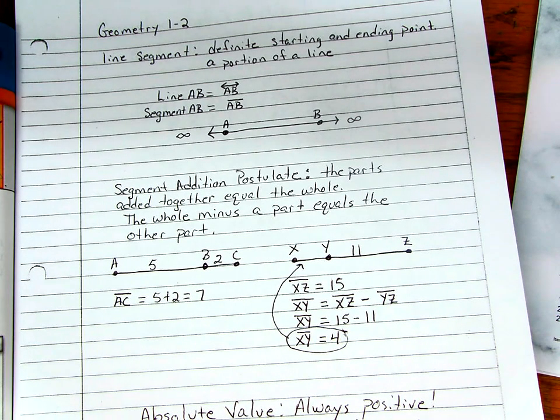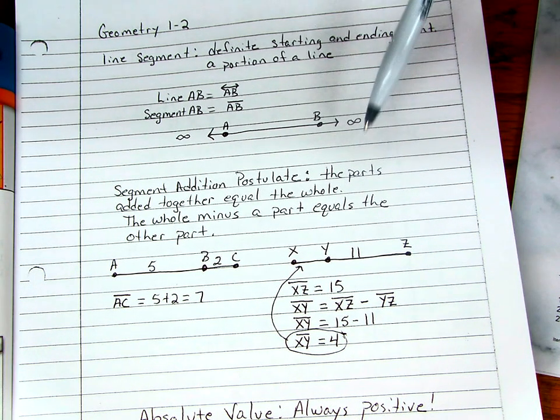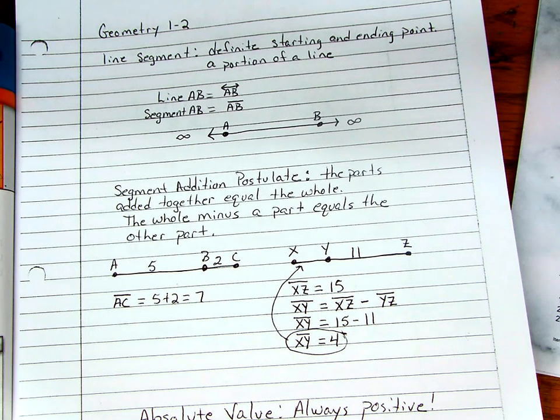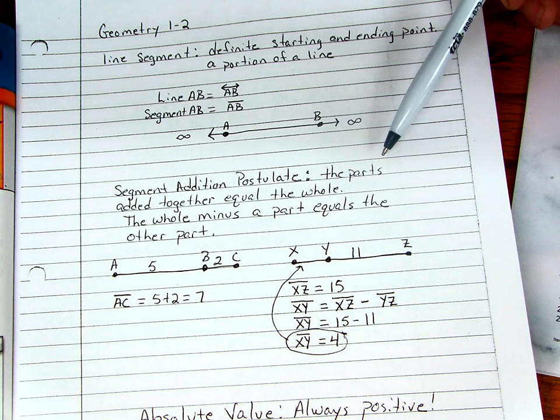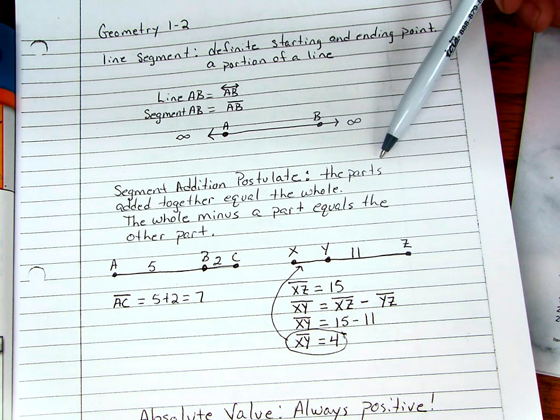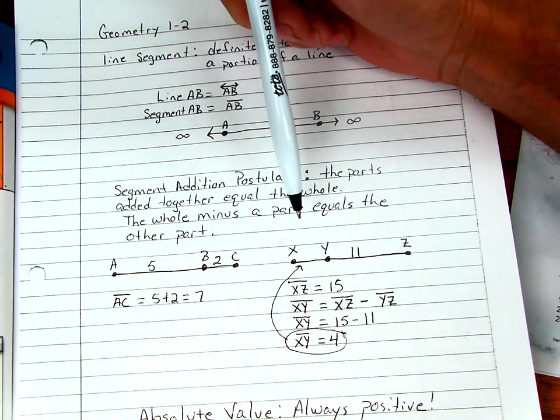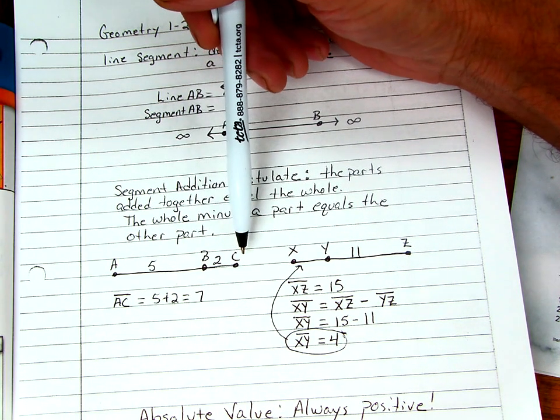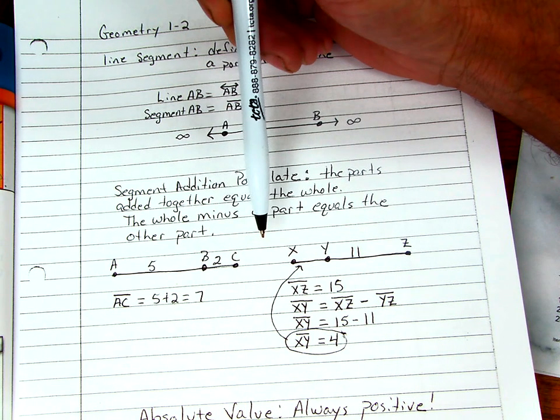This section introduces what's called the segment addition postulate. The parts of a line segment added together equal the whole. And you might be going, well, duh. Trust me when I say this isn't as simple to some people as it is to others. When you have a line segment AC, B is between point A and C. Doesn't mean it's in the middle. It's just between points A and C.